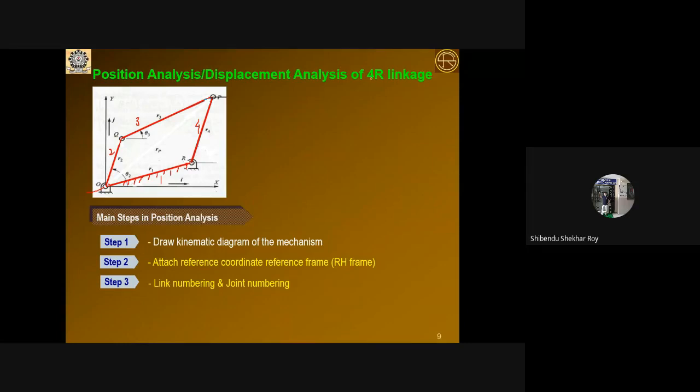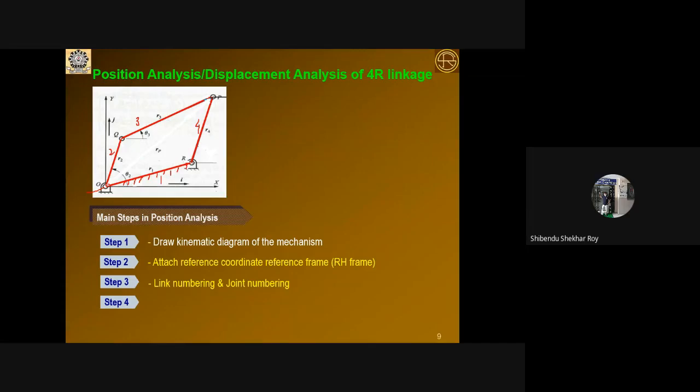The type of joint is already known. All joints 1, 2, 3, 4 are R type. Now the next step is a very important step, that is to represent each link. All links are binary links, and each binary link has two node points, and the line joining these two node points represents a vector. Clear? The center of the joint is the node point. So center to center you join by a line, which I have shown here in red color, and this represents a vector.